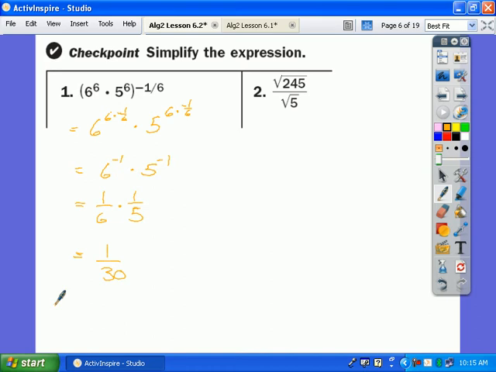On the second problem, we're going to consider this as the square root of 245 over the square root of 5, so we'll bring it all under one square root. And 245 divided by 5 is 49. Okay. And so this gives us a square root of 49, which is 7, and we can consider it plus minus 7 or just 7, depending on what type of problem we're doing.